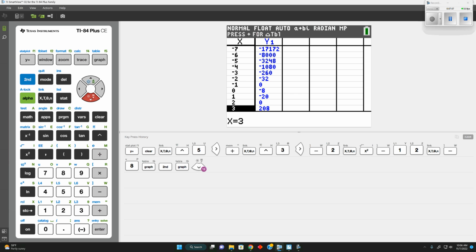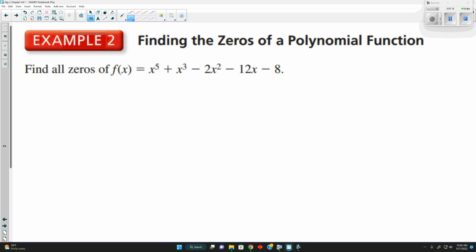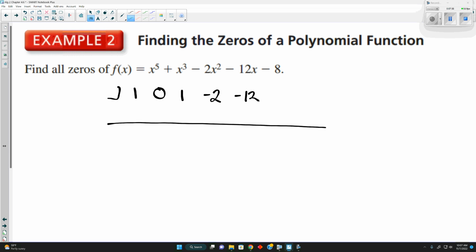And with a degree 5, if we can find at least 3 solutions, we can get it back down to a quadratic. So the first thing we can do is set up our synthetic division. And across the top, we would have 1 for x to the 5th, and then 0, because we don't have an x to the 4th term. 1 for x cubed, -2 for x squared, -12 for x, and -8.